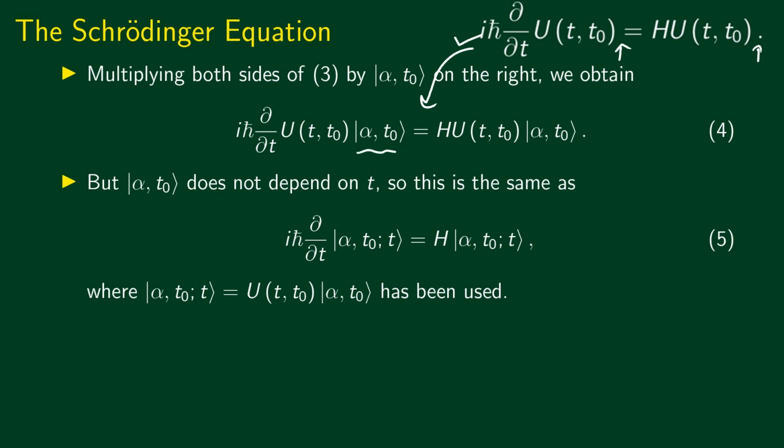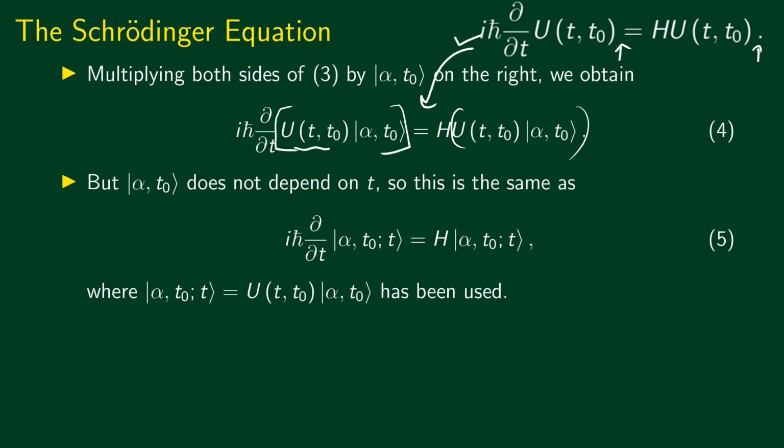Now what is the ket α, t0? It is the state of the system at a fixed time t equal to t0. It's the initial state. So as such, the initial state does not depend on time. There's no time dependence in here, which means that this partial derivative with respect to time acts only on u(t, t0) and not on the ket α, t0, which means that we can take it inside the derivative and write it like this. Here also you can put a bracket if you like.